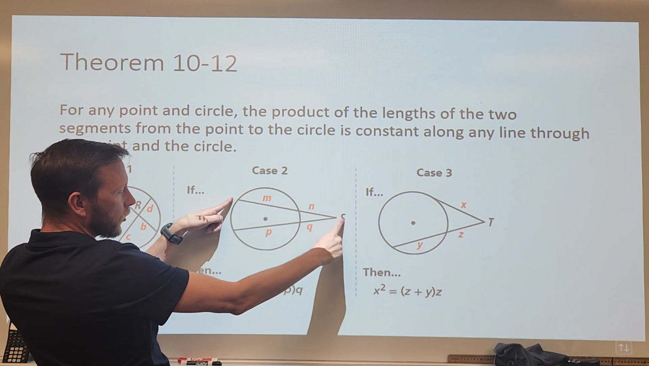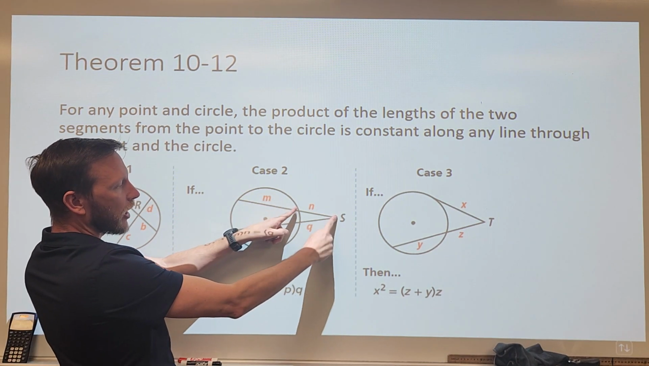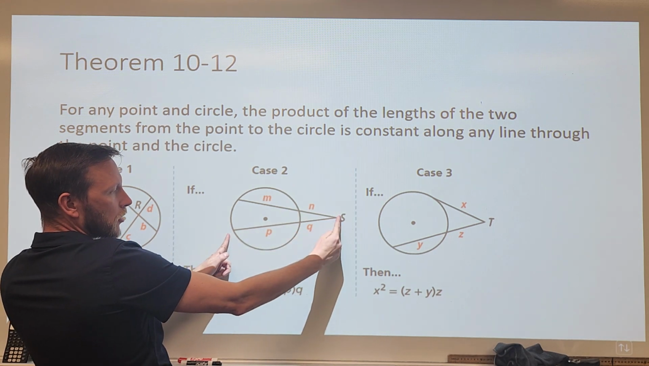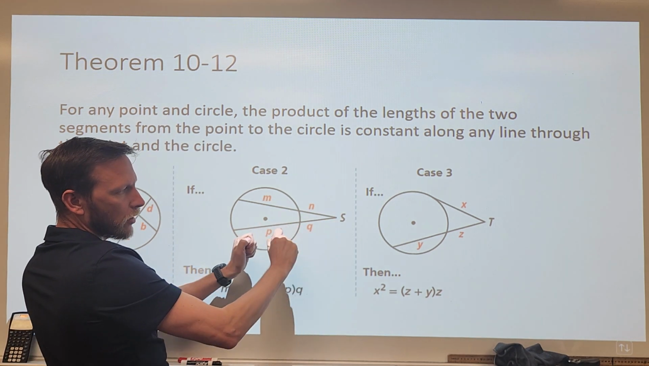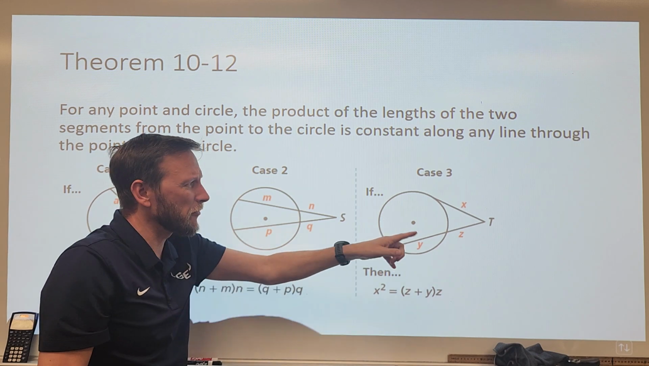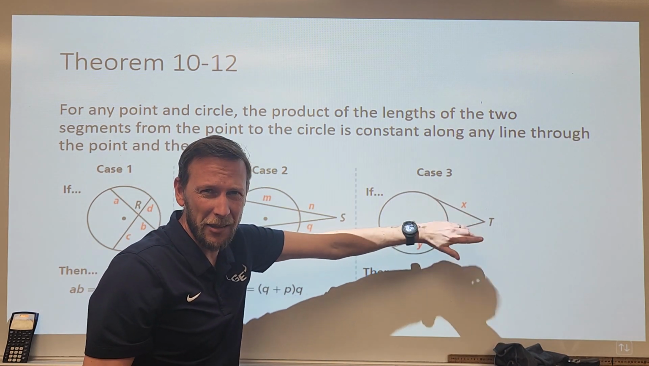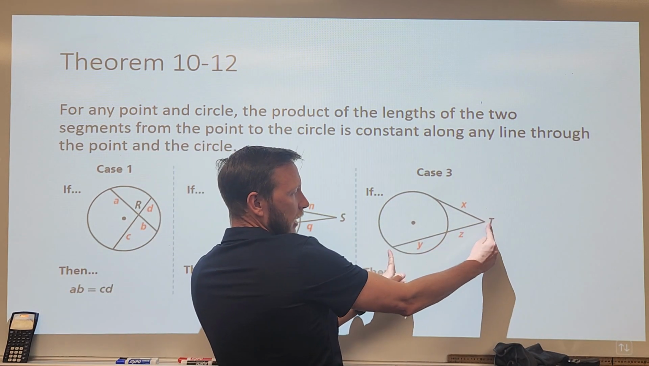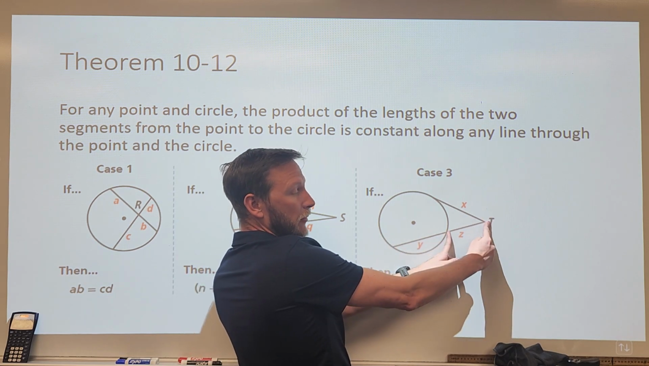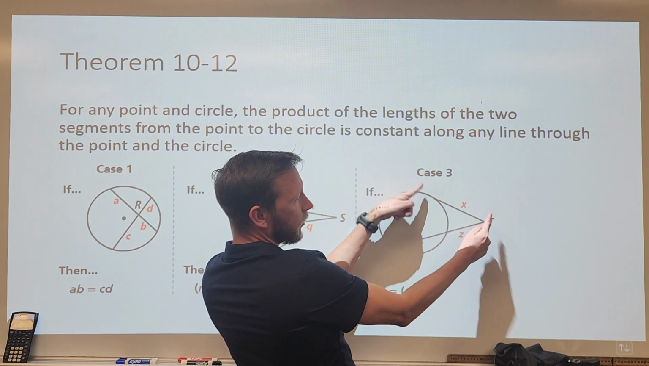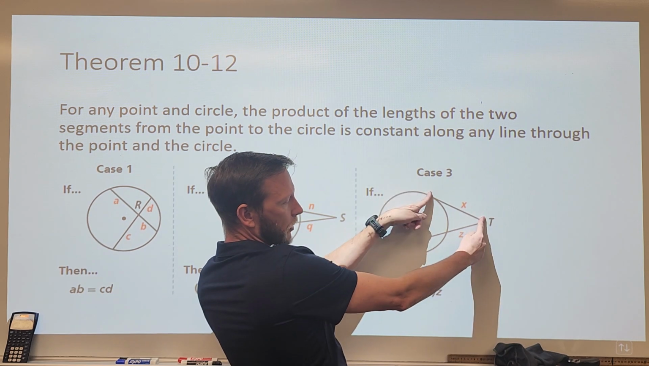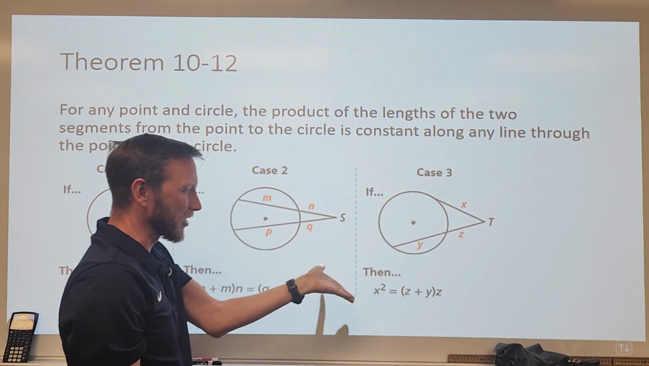Here, we're going to take the full length multiplied by the part that's outside. Here, the full length multiplied by the part that's outside. It's the same idea here, except the part that's outside is the full length on that tangent segment. So the full length, y and z added together, times the part that's outside, is going to equal the full length x times the part that's outside, which is x. So we get x times x.